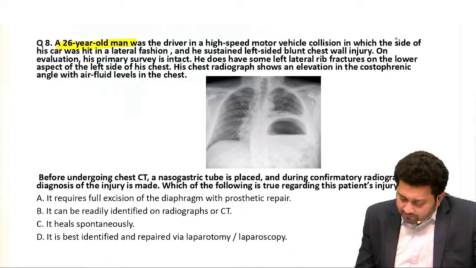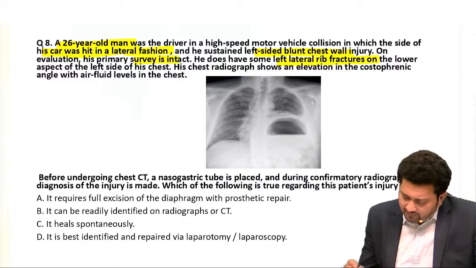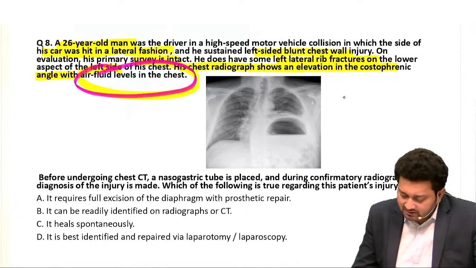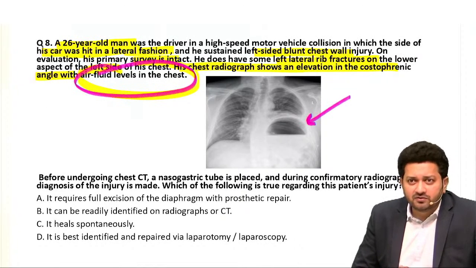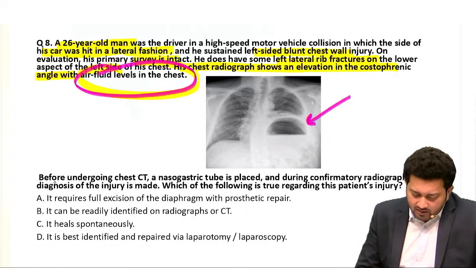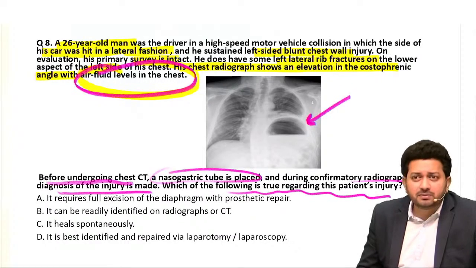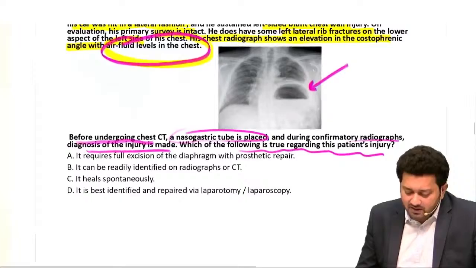A 26-year-old man, injury on the lateral side, left-sided blunt trauma, primary survey is fine, some fracture, chest radiograph shows elevated cost, air fluid levels in the chest. You can see air fluid levels in the chest very nicely here. Before I say anything, just tell me what is the diagnosis. Before undergoing the chest CT, an NG tube was placed, and during confirmatory radiographs, the diagnosis of the injury is made. Which is true regarding this patient's injury? Tell me what is this injury.